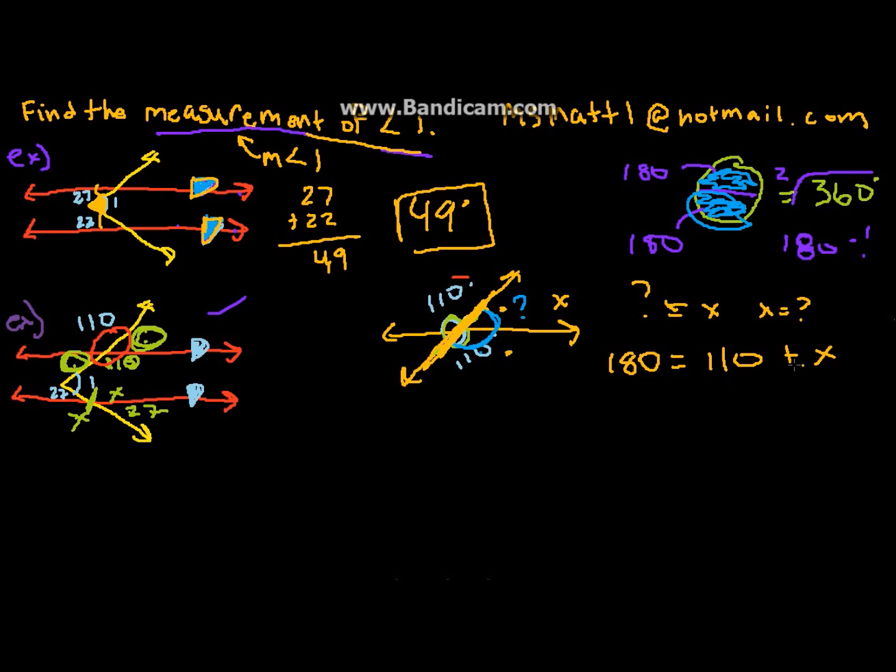So now all you do is you solve this equation. Boom. Minus 110, minus 110, and you get 70. X is equal to 70. So now we know this one, and since these two are vertical angles, like we said before, 70 and 70. So that means these mystery circle thingamajigs right here, this one is going to be equal to 70, and this one's going to be equal to 70.